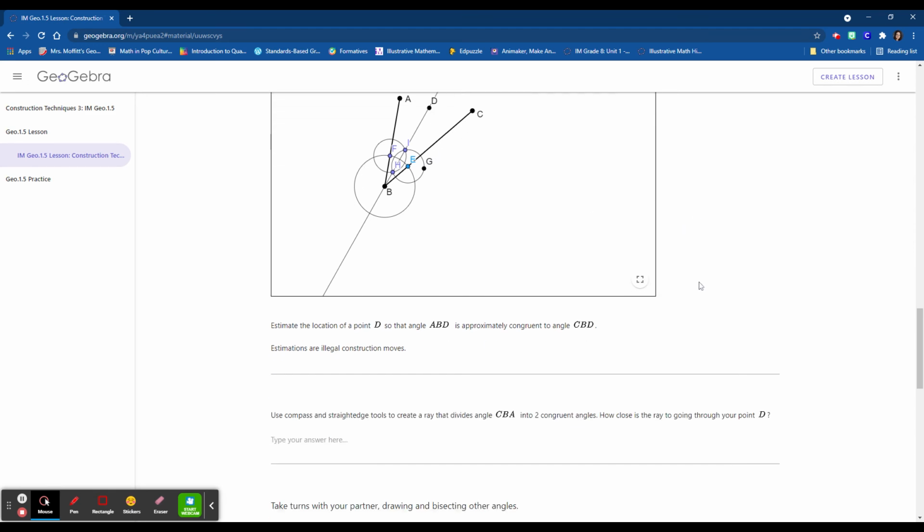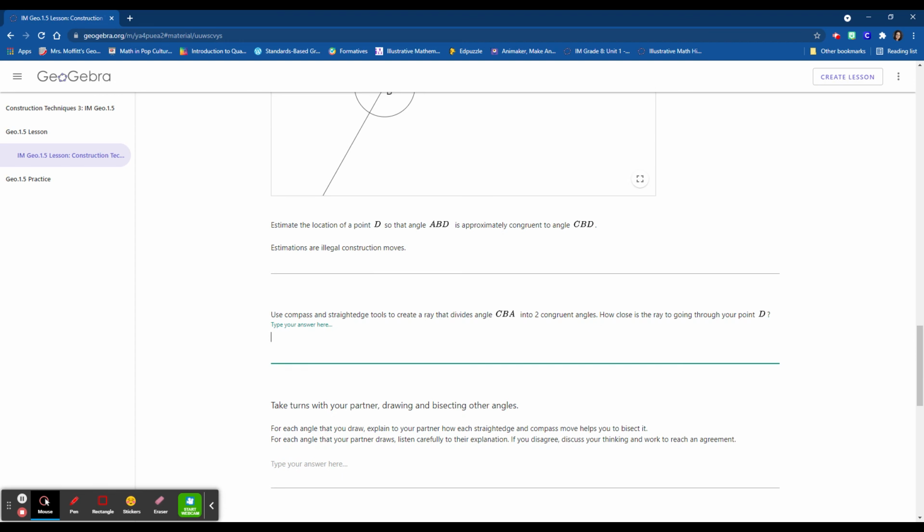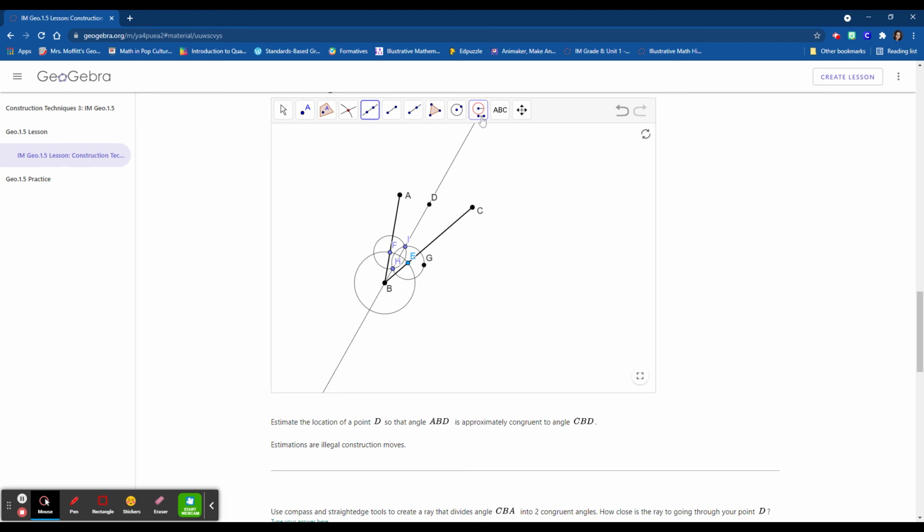So the question on our task was, how close is the ray going through your point D? So here's my ray, here's my point D, right? Mine was actually pretty close, I think. I've seen several where point D is maybe a little bit closer to C or a little bit closer to A. If your point D is anywhere along this line that you've constructed, then you had a pretty good estimation. Okay. So since mine was pretty close, I think we started out somewhere around there.